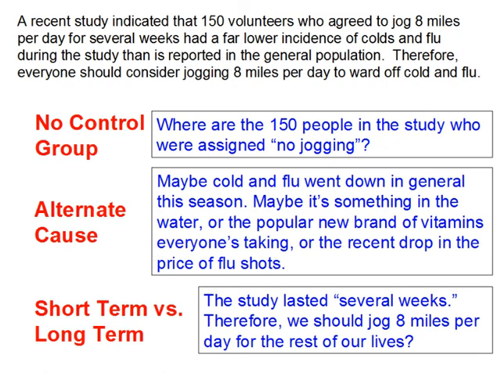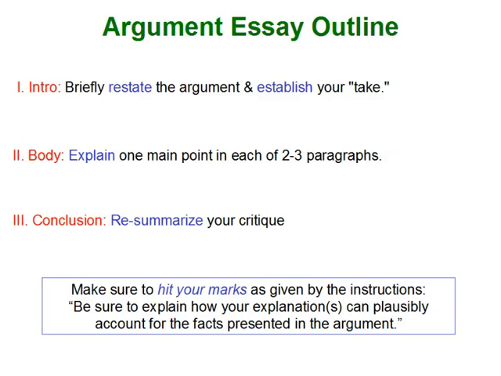And finally, what about the long-term view here? The study was a few weeks long, and therefore it's saying we should just jog 8 miles a day. And they don't say we should jog 8 miles a day for several weeks. They say we should jog 8 miles a day, which is kind of ridiculous on its face. So if you recognize that a conclusion is kind of ridiculous, it's easier to find ways to attack it. And there are a number of dimensions, as we've seen, for attacking these.